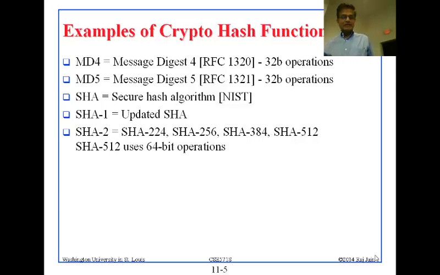Okay? SHA-2 is also known as SHA-224, 256, 384, 512. Basically, and as we'll see, these are different variations in the keys and the block sizes, right? And they use 64-bit operations. So, this one uses 512, not the other ones.